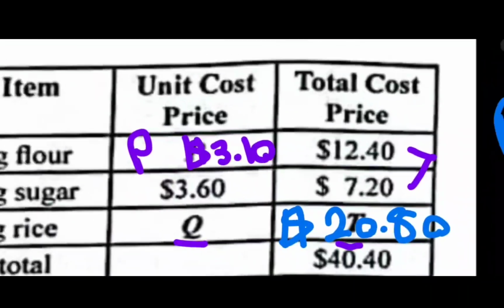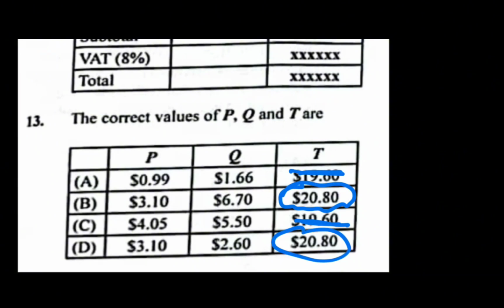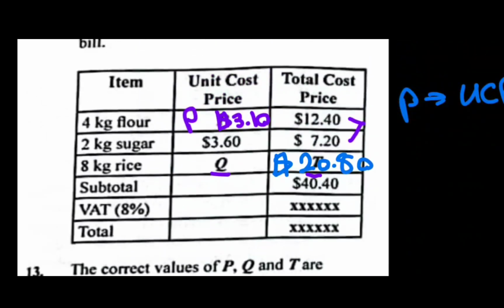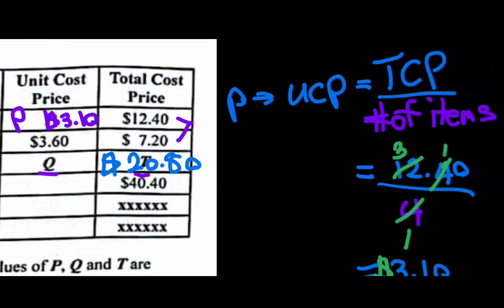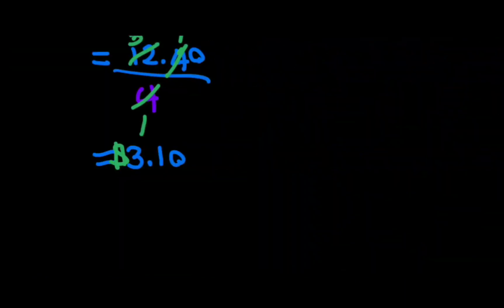Now for Q, we need to figure out what that will be. Let's look at the potential values. We already did P and we got P to be 3.10, and we already got T. So we need to figure out what Q will be. Q is the unit cost price. So therefore, our number of items would have to be multiplied by the unit cost price to give us our total cost. Essentially what we did over here.